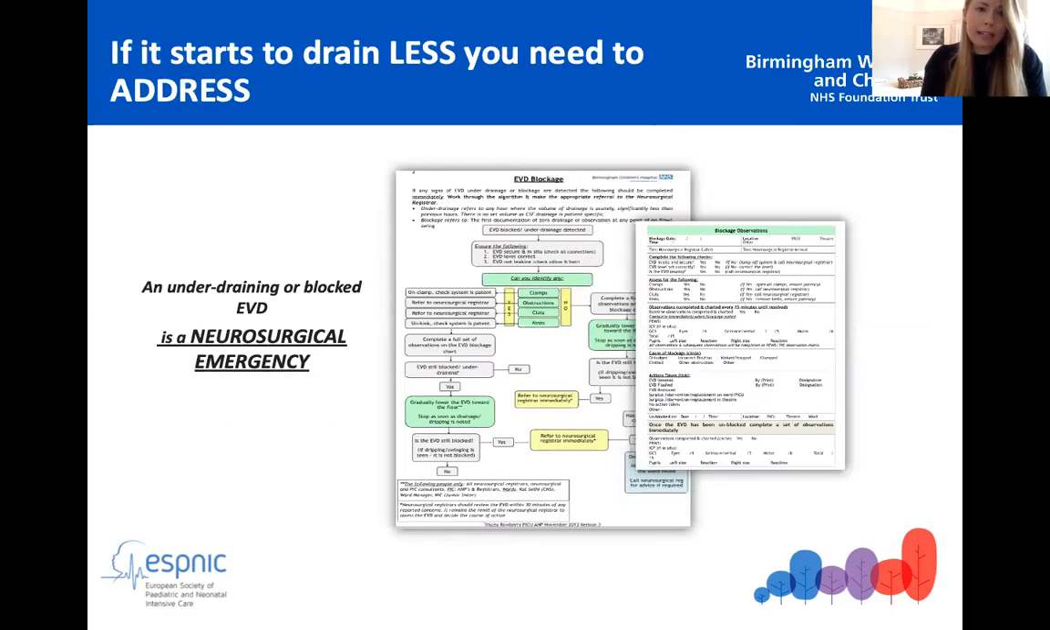So again, if it starts to drain less, you need to address it straight away, okay? So if your EVD, for example, is draining a consistent amount of anything between 5 and 10 mils an hour, and all of a sudden it drains 1 mil, I would expect you to go through a process of troubleshooting just to make sure that it drains okay. And most certainly, if you ever document a 0 on the observation chart and there's 0 drainage, you should assume your EVD is blocked, troubleshoot it, and escalate if you get to the end of that pathway and you think that that EVD is blocked.